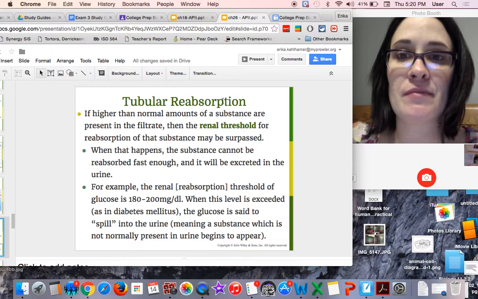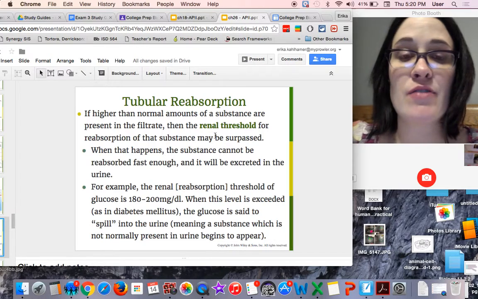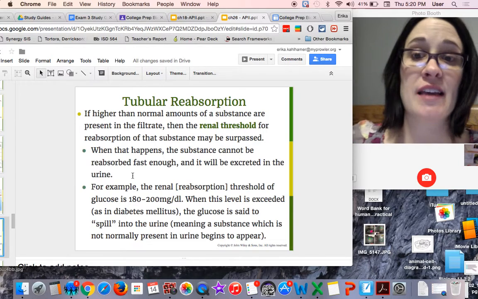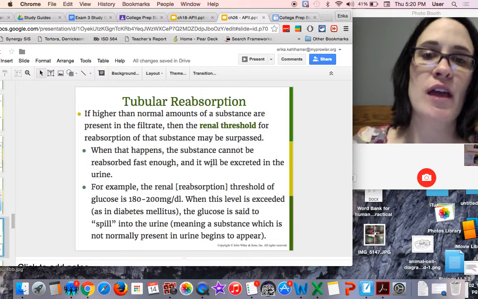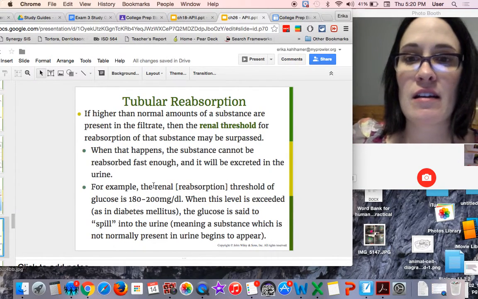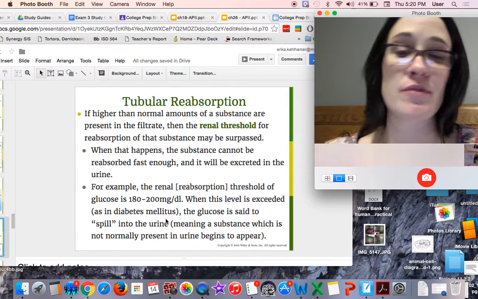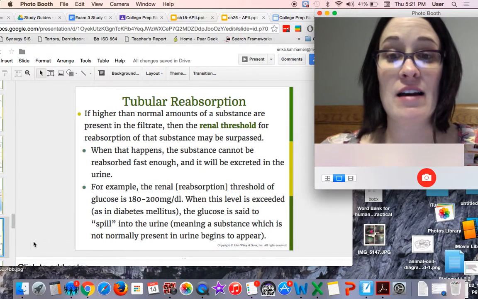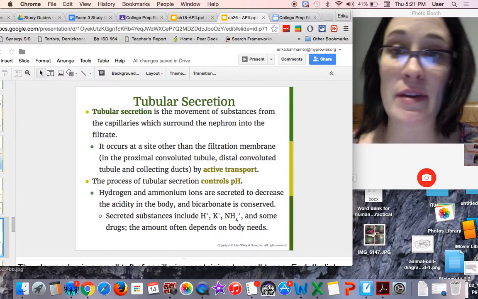Sometimes, if higher than normal amounts of a substance are present in the filtrate, there's something called a renal threshold for absorption. It may be surpassed, so what happens is it cannot be reabsorbed fast enough, like excessive amounts of glucose, for example, and it's going to be excreted in the urine. For example, again, glucose, the threshold is 180 to 200 milligrams per deciliter. If it's higher than that, like in diabetes mellitus, glucose will spill into the urine, which is not normal and might indicate diabetes in this case.